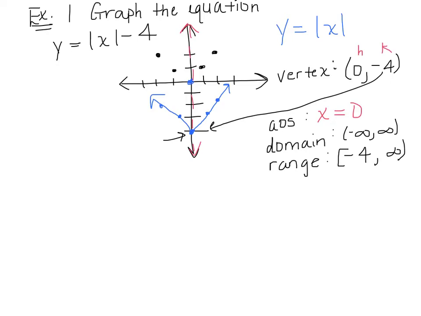So just to recap, axis of symmetry, we always use your H. The range, we use the K.